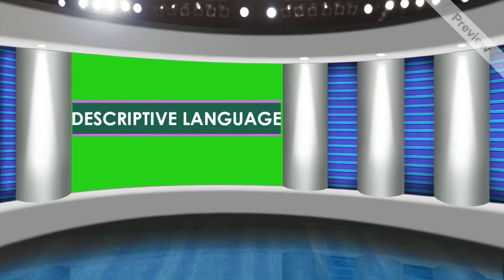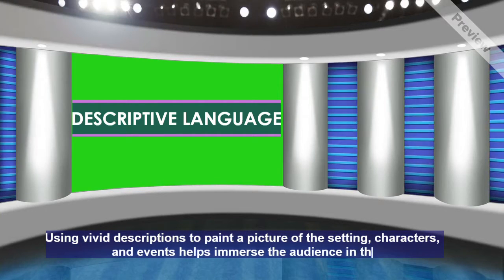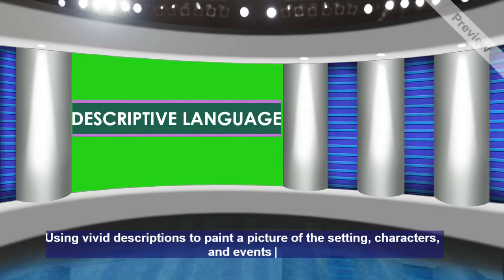3. Descriptive language. Using vivid descriptions to paint a picture of the setting, characters, and events helps immerse the audience in the story. Strong imagery and sensory details make the narrative more engaging.